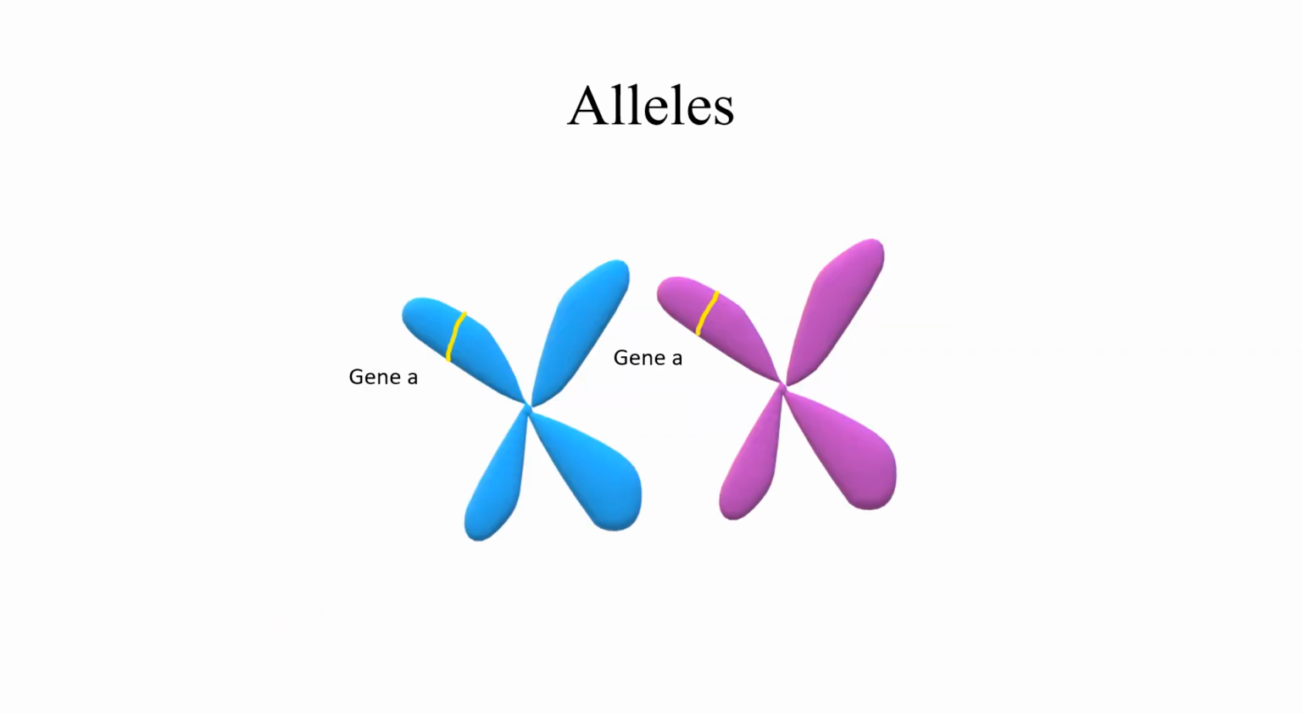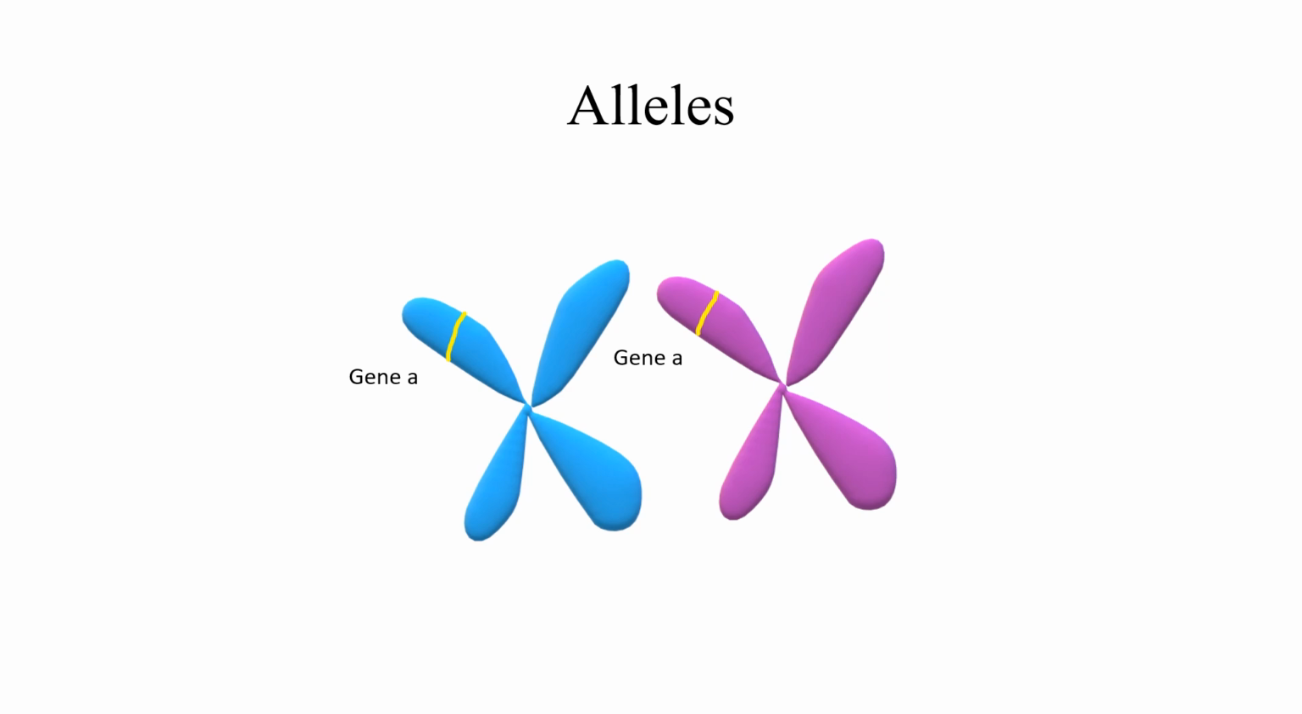Next, we have the concept of alleles. Genes are present in the form of pairs, and this gene pair is referred to as alleles or an allelic pair. Chromosomes are present in the form of homologous pairs which are identical to each other, and each chromosome of the homologous pair has one copy of the gene. This gene pair can either be identical or different from each other.